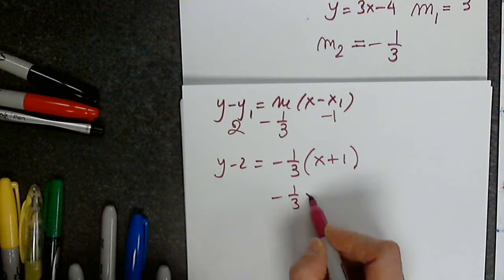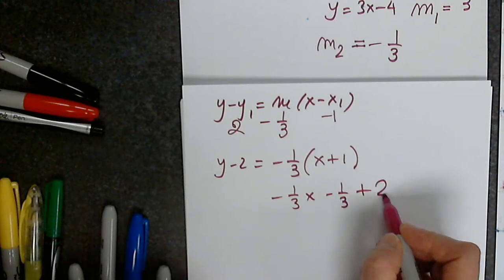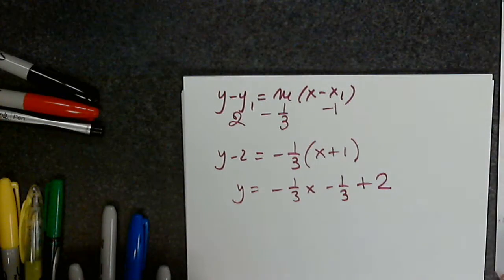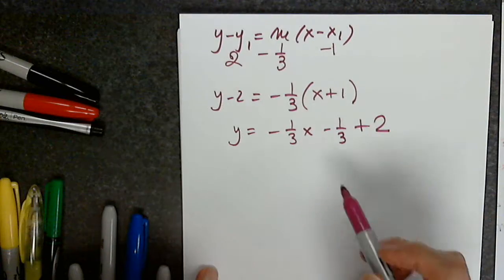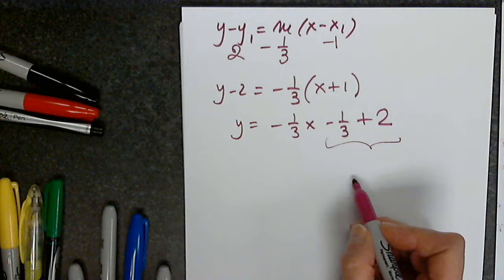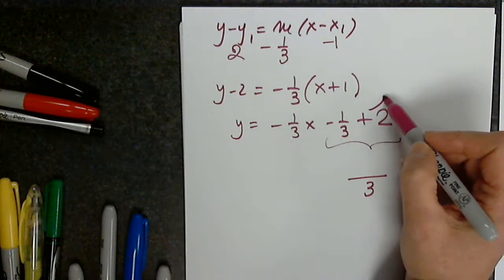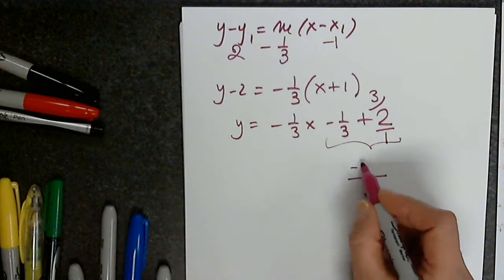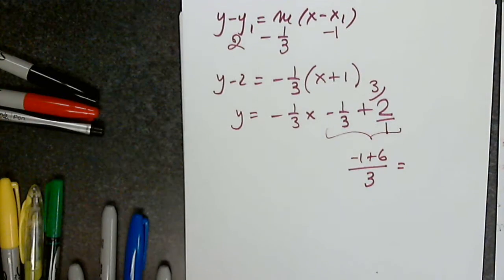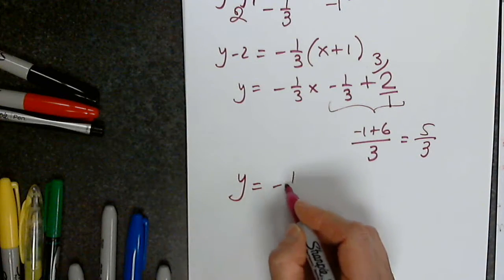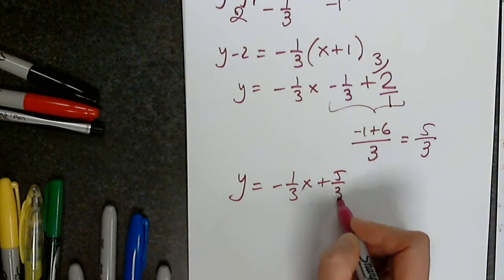So negative 1/3 x minus 1/3, but plus 2. How do I add these two? What is the least common denominator? Good. So then this one needs a 3 because it's over 1. So negative 1 plus 6. Negative 1 plus 6 is 5 over 3. So therefore, the equation is y equals negative 1/3 x plus 5/3.